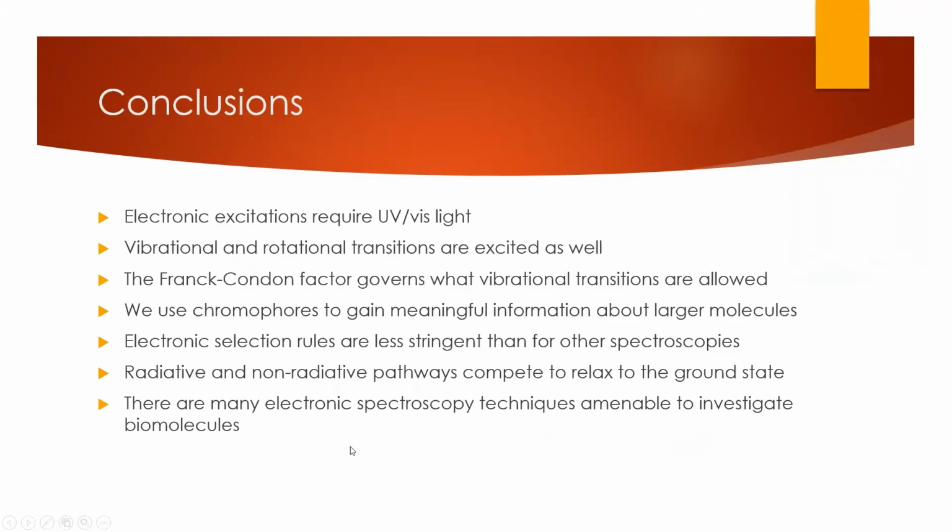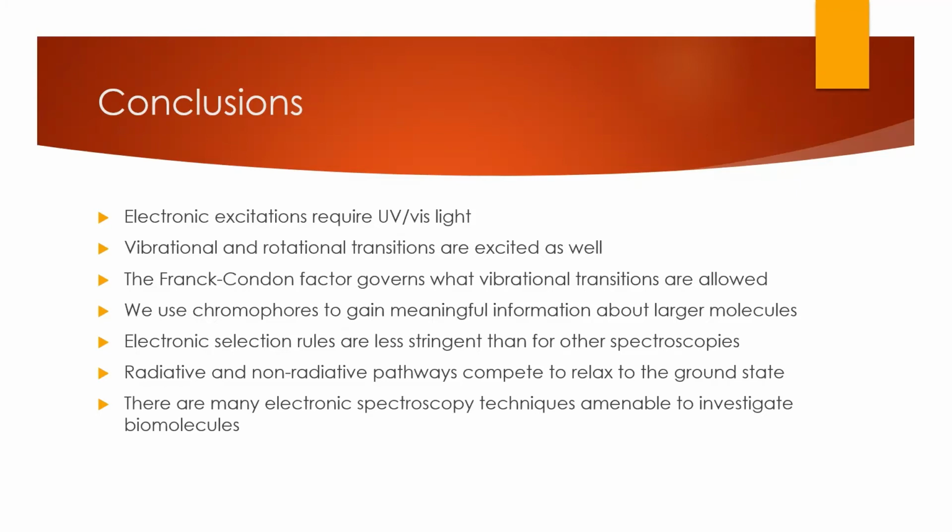So to conclude here, we have electronic excitations that require ultraviolet and in some cases visible light to excite. When we excite these electronic transitions, we also pick up vibrational and rotational transitions just like we've seen before. And we have a different selection rule. In this case, we use the Franck-Condon factor, which talks about the overlap between the vibrational ground state and whatever state it's going to be excited to. The more overlap we have, the stronger the transition. Chromophores are a very nice way to get meaningful information about larger molecules, whether that molecule is one of our conjugated polyenes or green fluorescent protein.